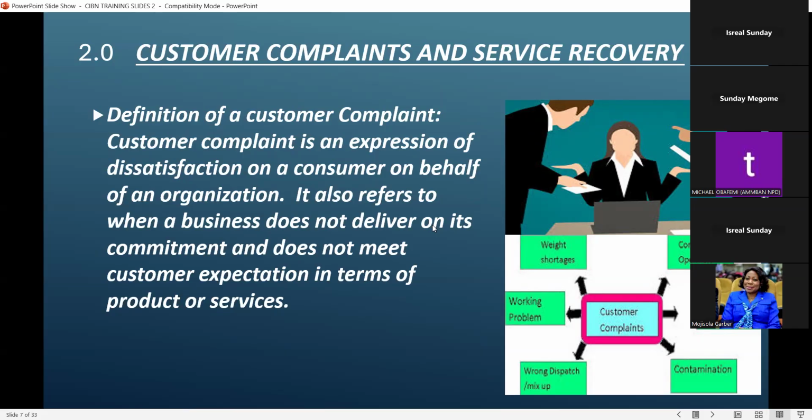Customers must always have complaints, but how we handle it makes the customer either appreciate what you have done or be dissatisfied. There's no middle ground. There's no sitting on the fence. It's either the person is dissatisfied or is happy with the way you treated him. So the definition of customer complaint here says customer complaint is an expression of dissatisfaction by a consumer on behalf of an organization. It also refers to when a business does not deliver on its commitment and does not meet customers' expectation in terms of product and services.